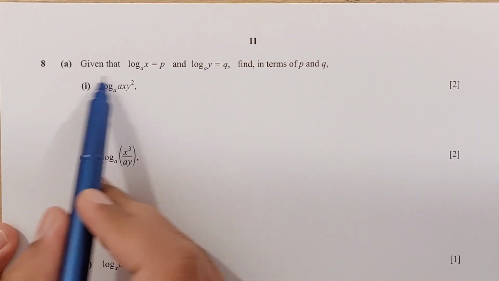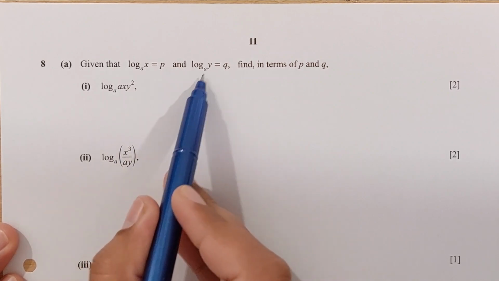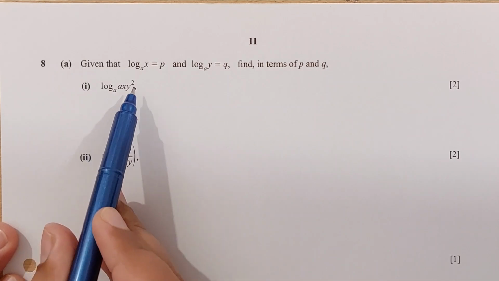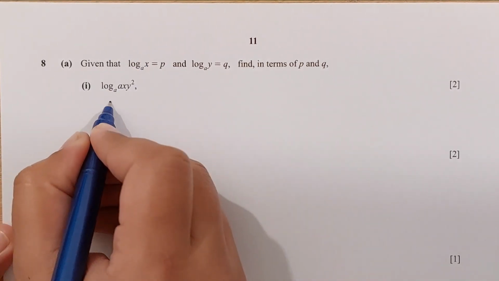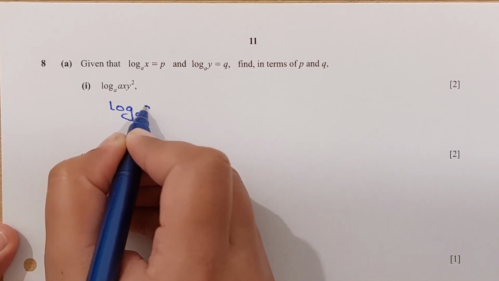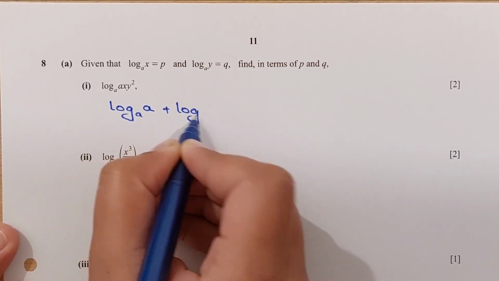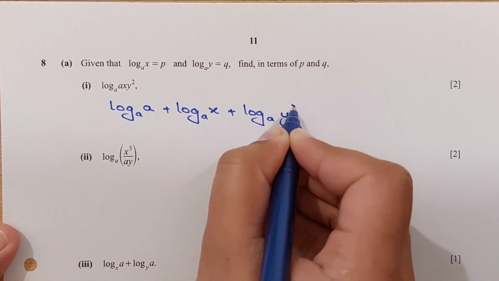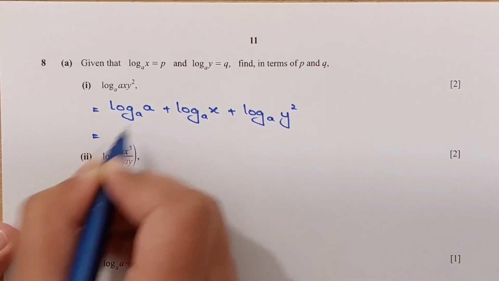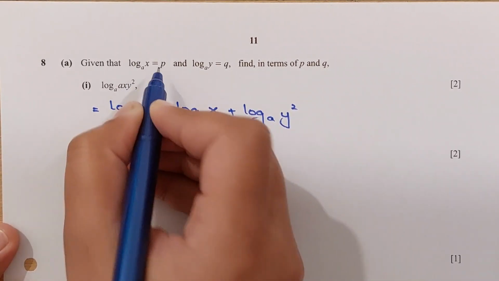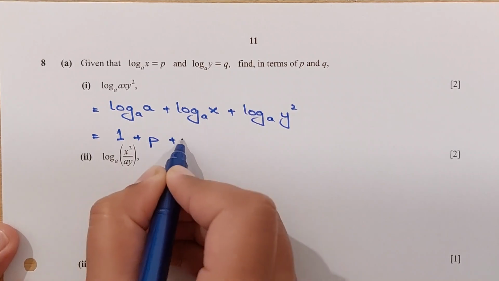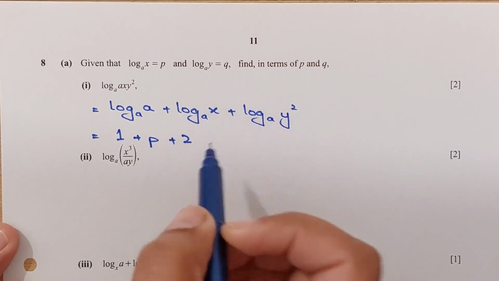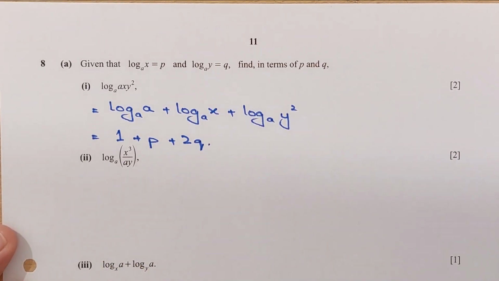Question number 8, A part. Given that log base A of X is P and log base A of Y is Q, find in terms of P and Q. Number 1, log A of XY squared. Let me open this: log base A of A plus log base A of X plus log base A of Y squared. Log base A of A is 1, log base A of X is P, and for Y squared we shift the 2 before the log, and log base A of Y is Q. So 1 plus P plus 2Q.